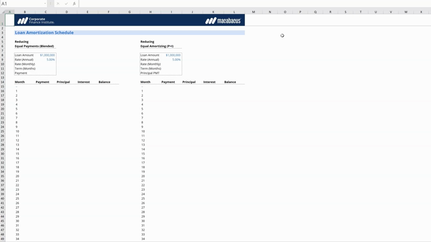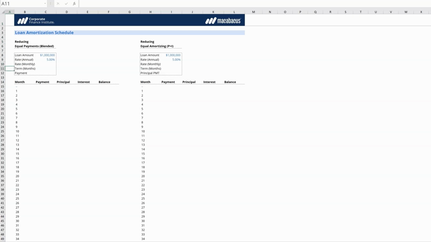Now, before we plug any numbers in, we're going to work using a $1 million loan off of a 5% interest rate. We're going to look at two different types of reducing loans: an equal payment loan, which is often known as a blended payment, and an equal amortizing loan, which means that the interest is added to the principal payment in each period. You'll see as we go through.